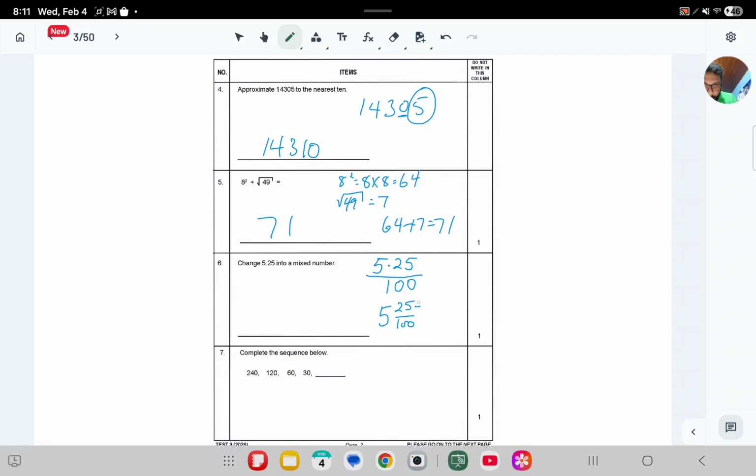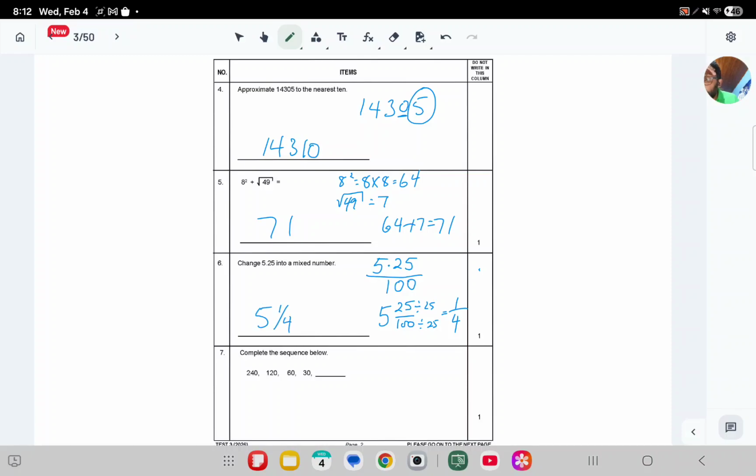So now we know that we can simplify this by dividing by 25. 25 could go into 25 one time. 25 could go into 100 4 times. So we are left with 5 and 1/4.